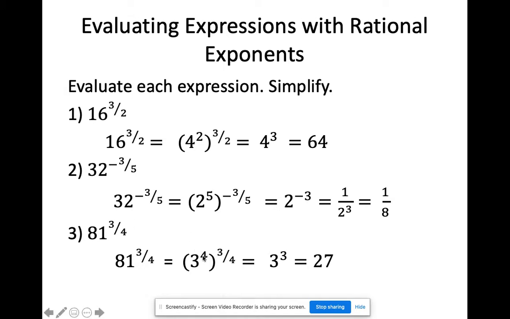Because 2 times 3 is 6. 6 divided by 4 is 3 over 2. That's why it has to be a 4. So which means 4 times 3 is 12. 12 divided by 4 is 3. So you get now here 3 raised to the third is 27.